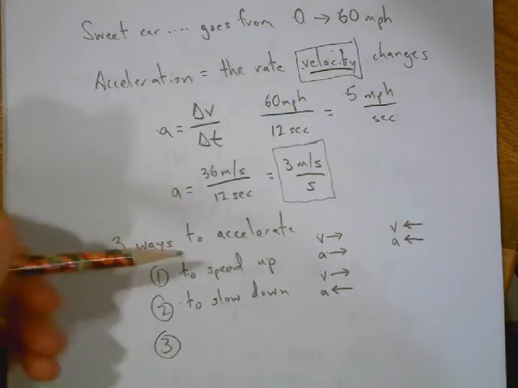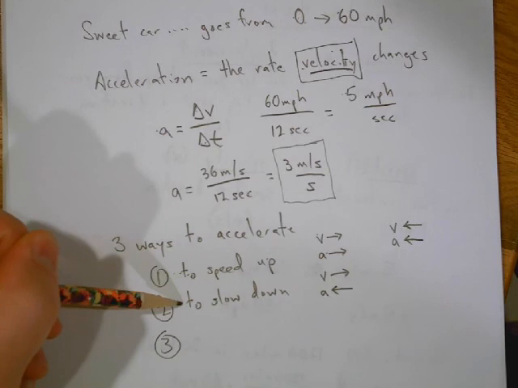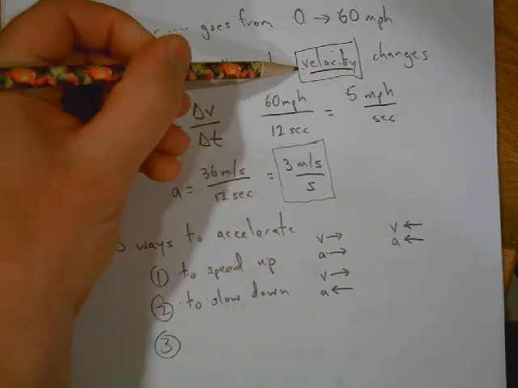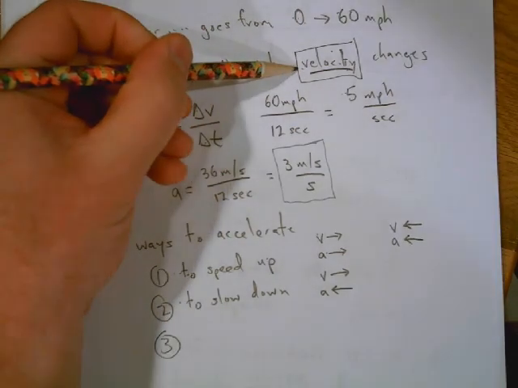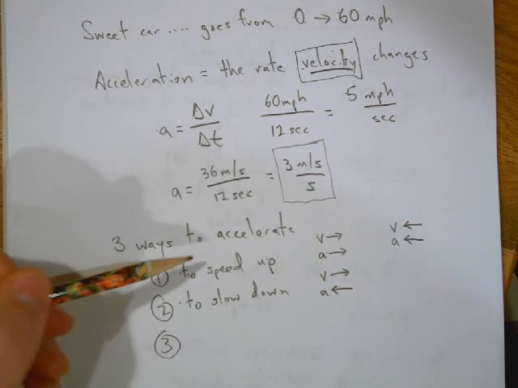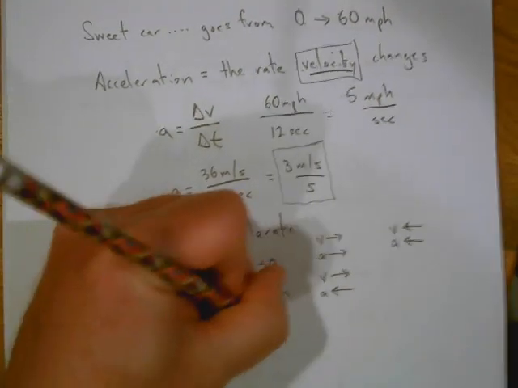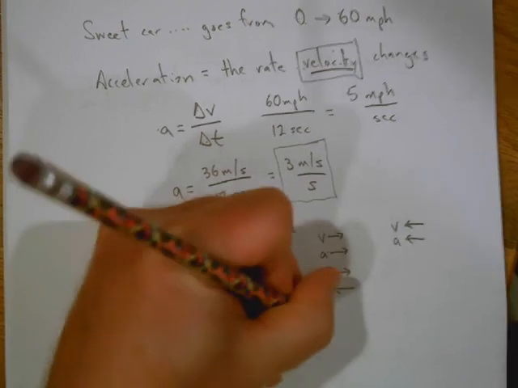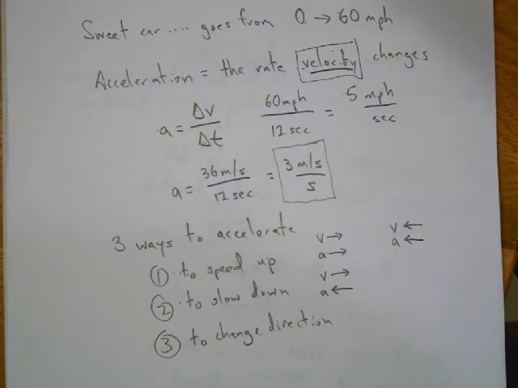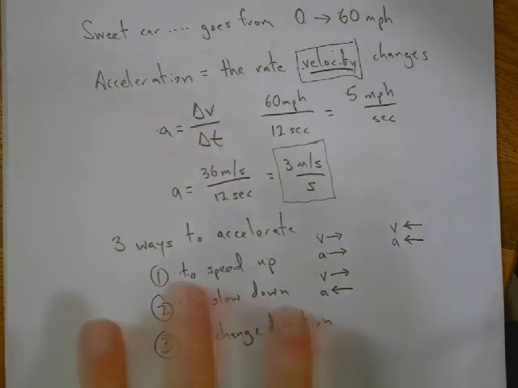The last way to accelerate, and this is the one that is truly going to blow your mind, remember, velocity is speed plus direction. So how do you change velocity? Well, you could speed up. How do you change velocity? You could slow down. How else could you change velocity? You could change direction. So the third way to accelerate is to change direction. And yes, this one is weird. This is the one where nobody, unless you're a physics person, understands this.